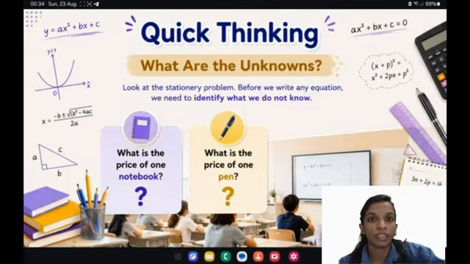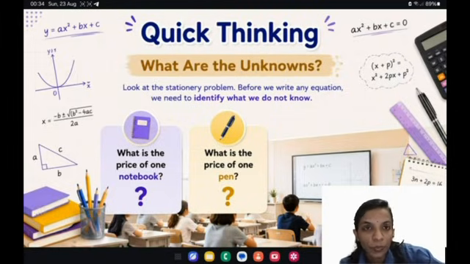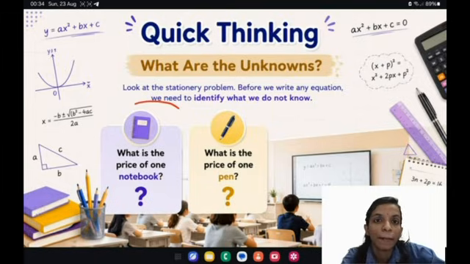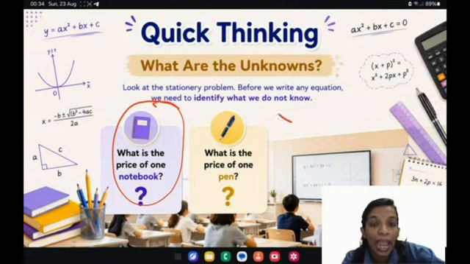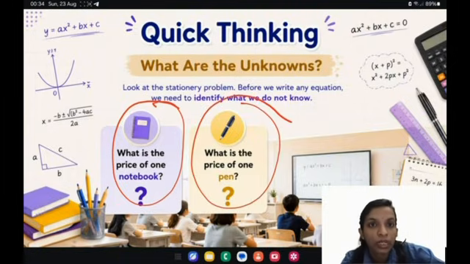Okay, let's begin with a quick thinking activity. Look at our stationery problem. Don't worry about it, we can solve it. Just think about this: what are the two things that we don't know? Let's imagine that I can see some responses. I would expect you to identify the price of one notebook and the price of one pen. So now that we know what the unknowns are, we can represent those quantities using variables.